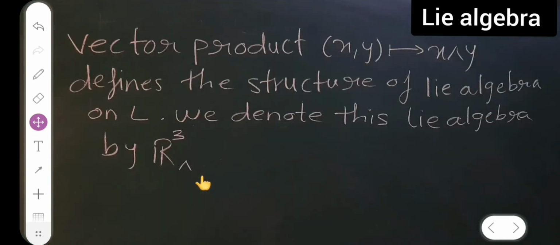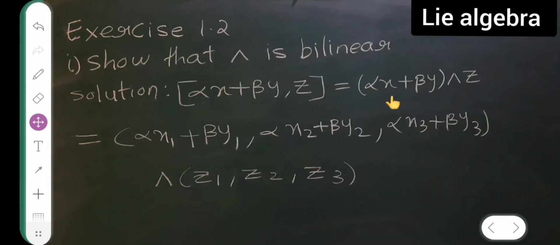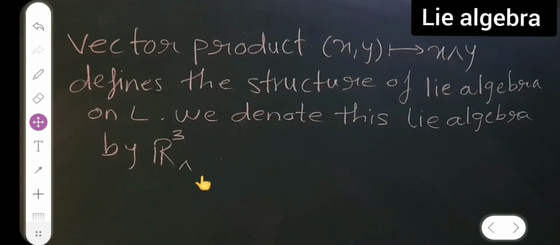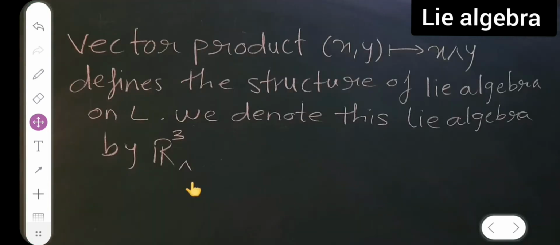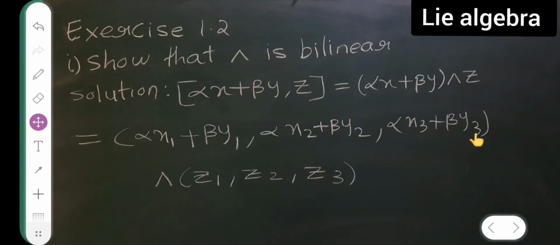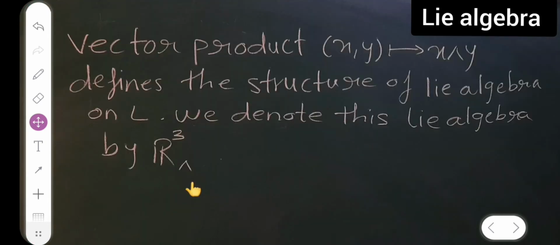Now I have to write this as (alpha x1 + beta y1, alpha x2 + beta y2, alpha x3 + beta y3). I have written it in this form because it is R cap 3, so we have to write in this R3. So that's what I have done over here. And that's this cap, then this is z1, z2, z3. Now just look here, okay?